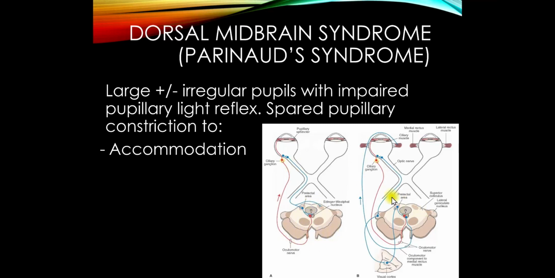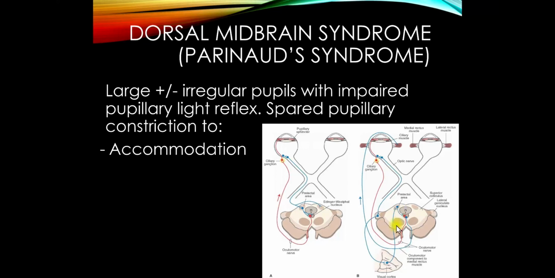Well, if you have a mass lesion, again, let's stick with our pinealoma example, you impair the ability of the pupils to constrict to light, because you have a destructive lesion in the pretectal area. So the pupils tend to be a little bit large, sometimes a little bit irregular, but pupillary constriction is spared to accommodation. So again, that's looking to the nose.